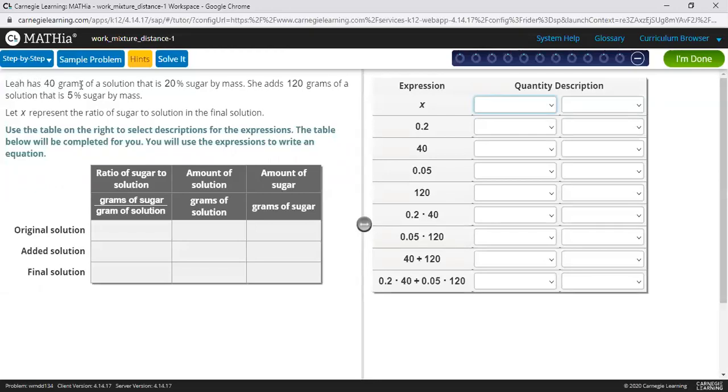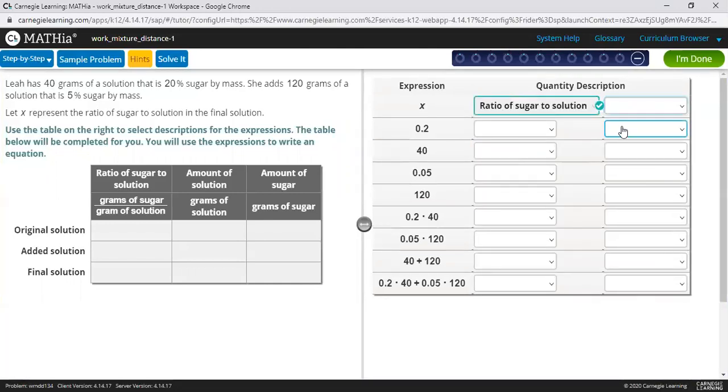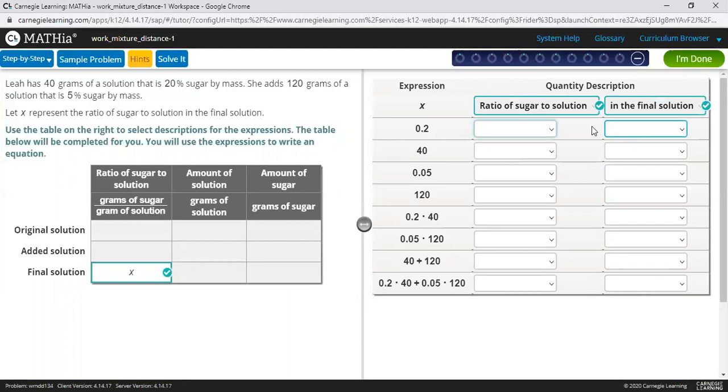Leah has 40 grams of a solution that is 20% sugar by mass. She adds 120 grams of a solution that is 5% sugar by mass. So she's got a certain amount of solution with 20% sugar by mass, and then another amount of solution with 5% sugar by mass. We're going to mix those solutions. X is going to represent the ratio of sugar to solution in the final solution. So we can go ahead and put that in.